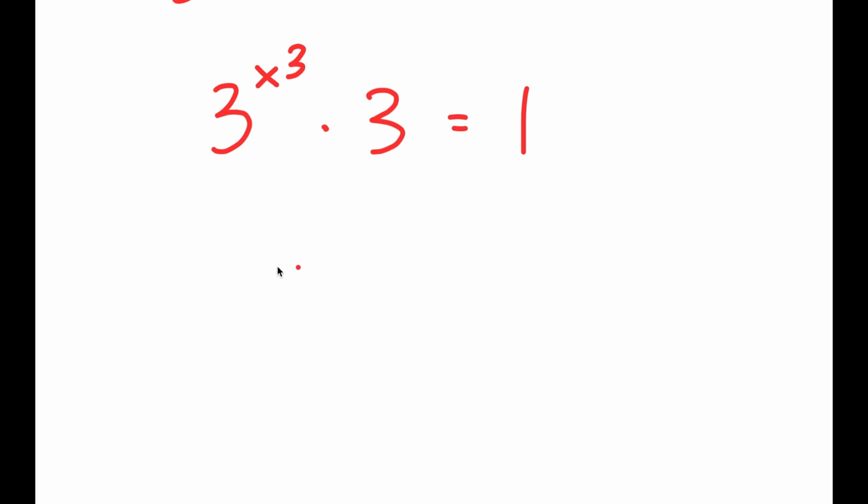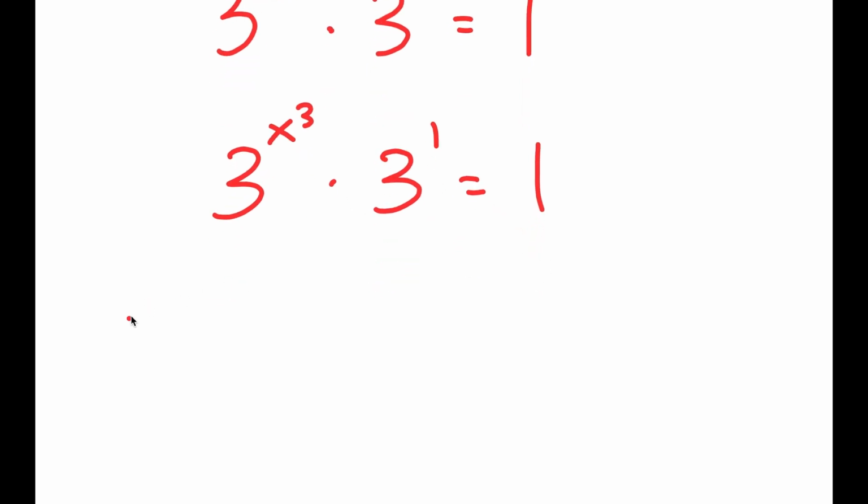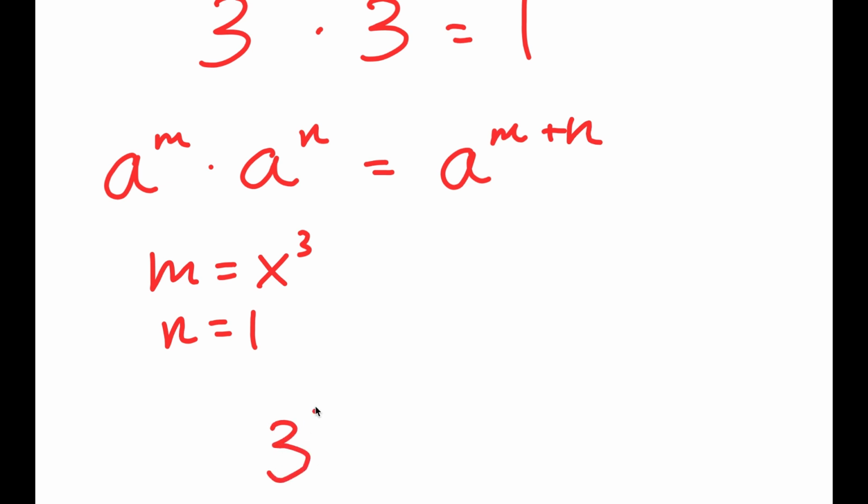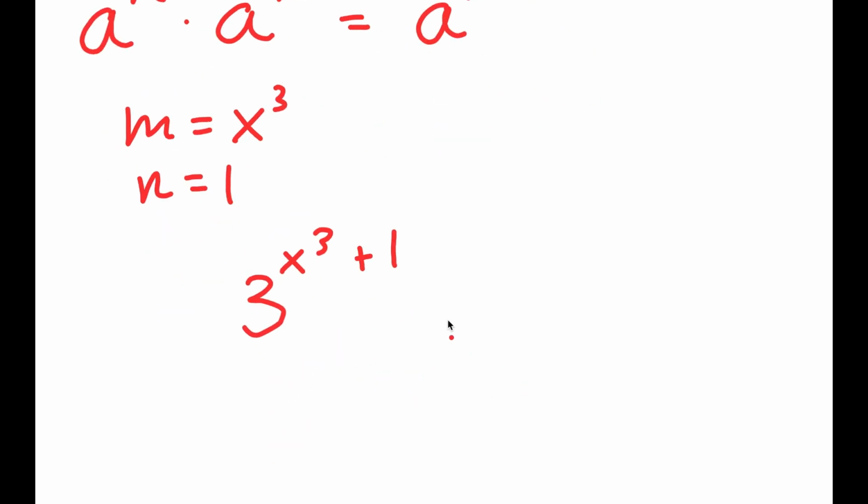Now, 3 is the same thing as 3 to the power of 1. So I get 3 to the power of x to the power of 3 times 3 to the power of 1 is equal to 1. And now from here, if I have something in the form a to the power of m times a to the power of n, this is equal to a to the power of m plus n. So in this case, m is x to the power of 3 and n is 1. So I get 3 to the power of x to the power of 3 plus 1 is equal to 1.